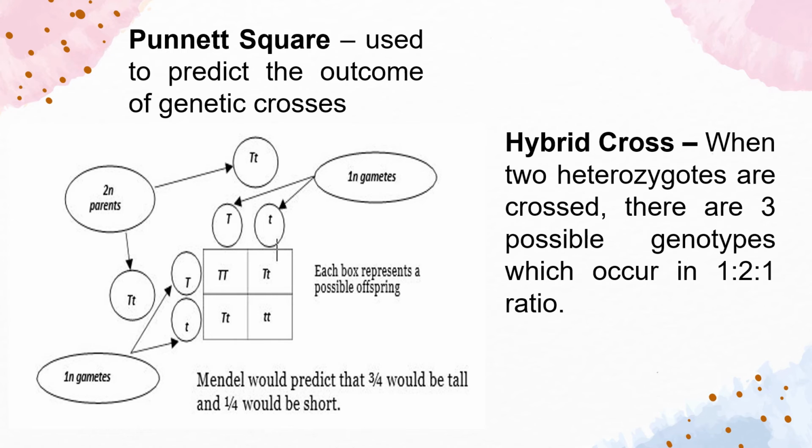And as additional information, Punnett square is used to predict the outcome of genetic crosses, and hybrid cross is when two heterozygotes are crossed. There are three possible genotypes which occur in 1:2:1 ratio.